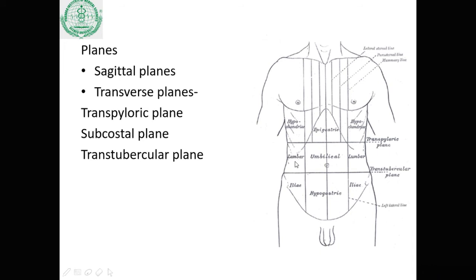So, by these planes, the abdomen is divided into 9 regions. In the middle part, from above downwards, the regions are the epigastric region, the umbilical region, and the hypogastric region. While onto the right lateral, the right hypochondriac region, right lumbar, and the right iliac fossa, and onto the left lateral, the left hypochondriac, left lumbar, and the left iliac fossa.